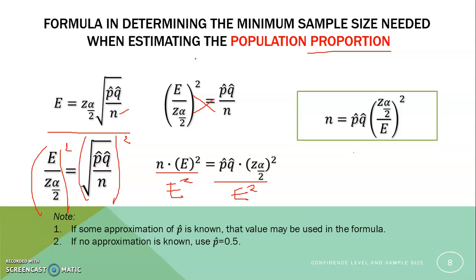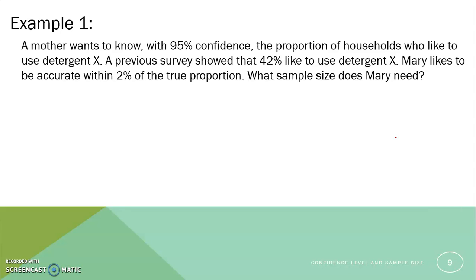So let us proceed to our example. Before that, there is a note. If some approximation of p hat is known, that value may be used in the formula. If there is no approximation, you will use p hat automatically as 0.5 or 50%, because when we multiply p and q, it is equivalent to 0.25, which gives the maximum product, the maximum number of samples enough to determine the population proportion. So let us have an example.